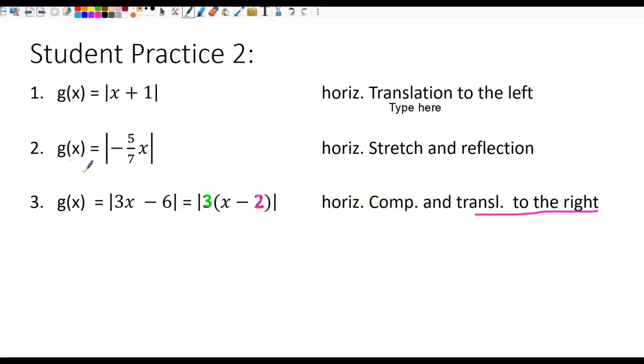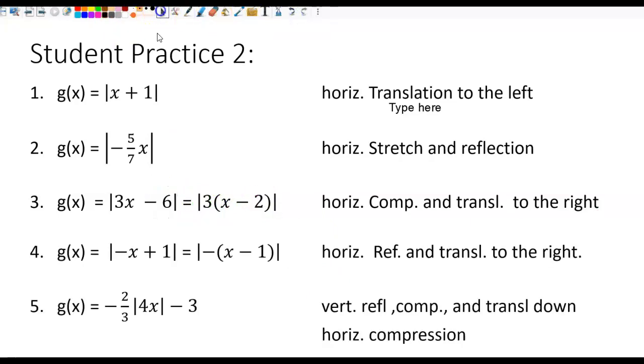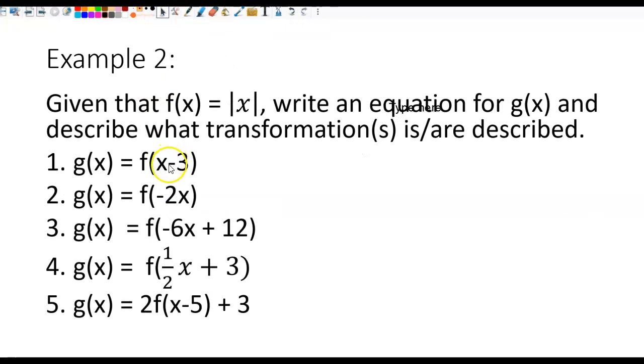All right? So we're not moving this graph 6 spaces to the right. We're moving it 2 spaces to the right, and we're compressing it. Okay? So that's the difference there. Let's go ahead and take a look at some other problems here now.